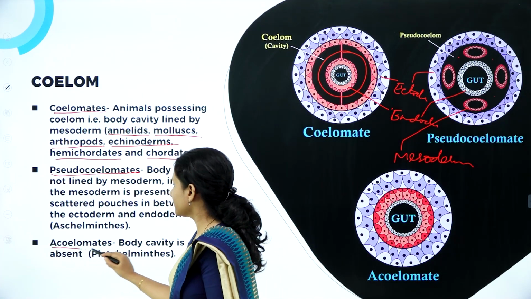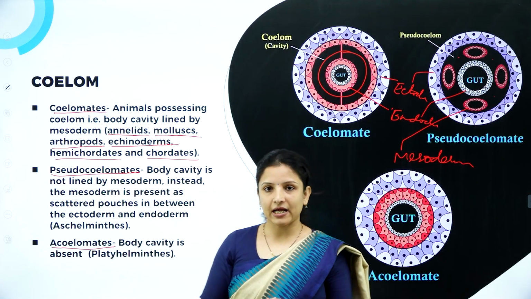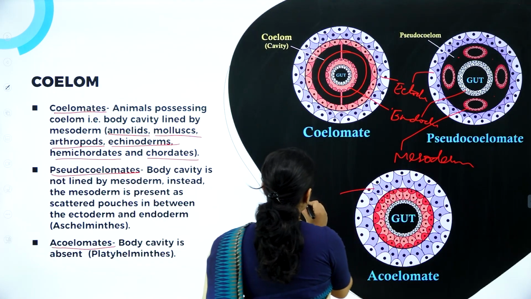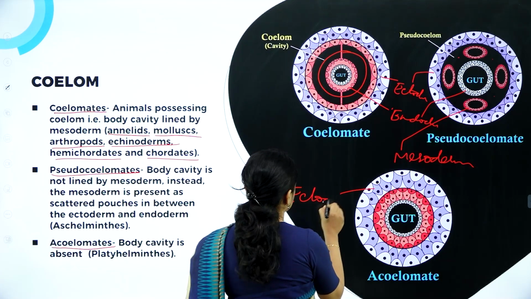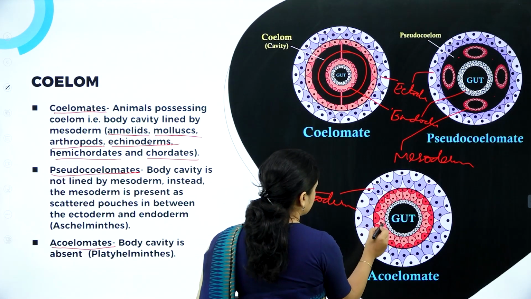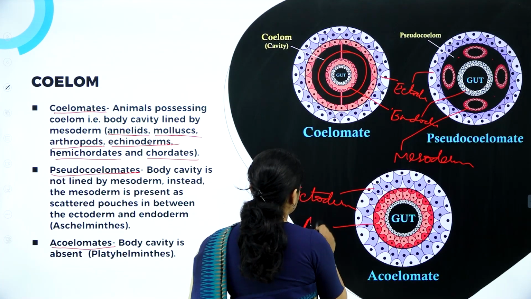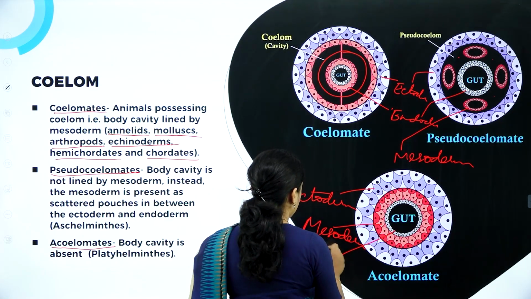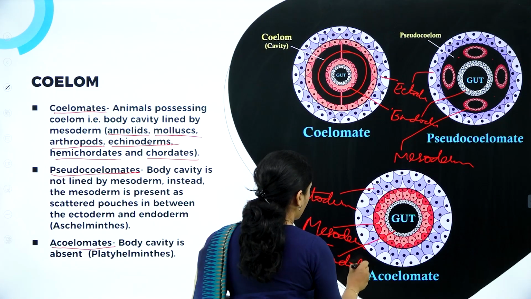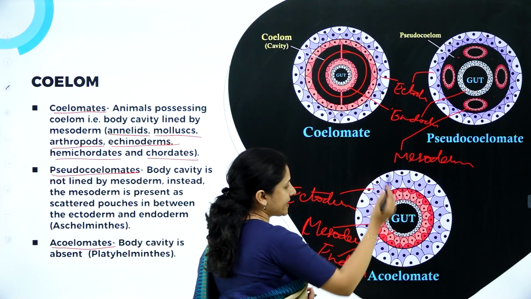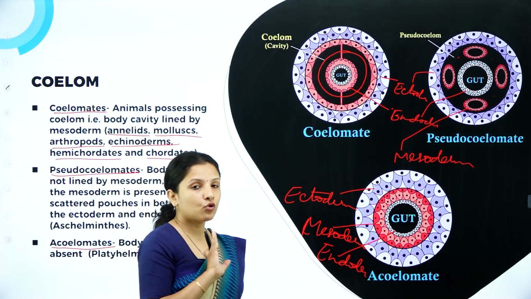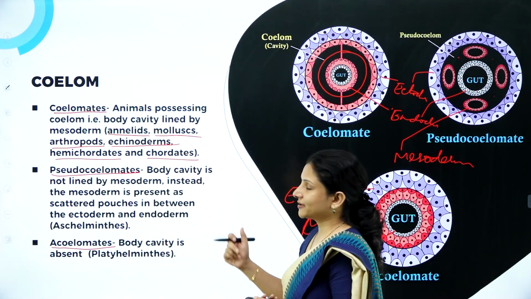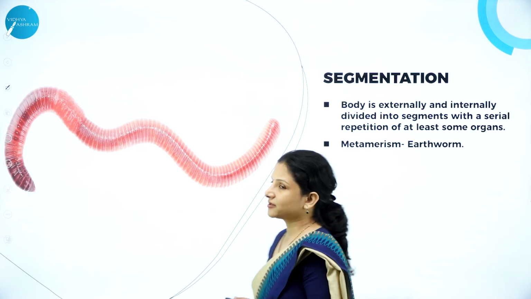Next, acoelomate means the body cavity is absent. Example, platyhelminths. So there is this ectoderm, then comes the mesoderm and the endoderm. Because all the three layers have complete arrangement of cells, they don't have a cavity. Therefore it is an acoelomate. So based on the coelom also, classification of organisms is done.